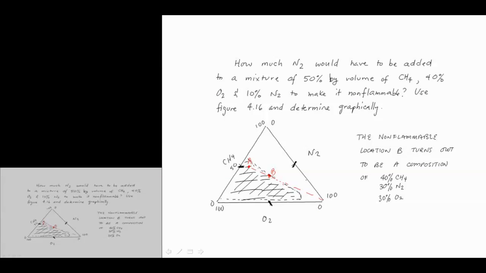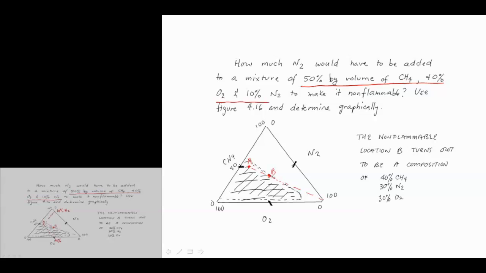So we can answer questions like, how much nitrogen would have to be added to a mixture of 50% by volume methane, 40% O2, 10% N2 to make it non-flammable? And so we identify the initial location. The initial location is A. So A, again, 50% methane, 10% N2, and 40% O2. So we start off there.